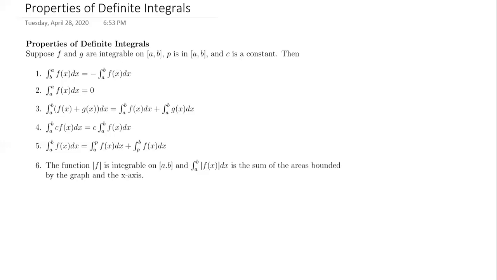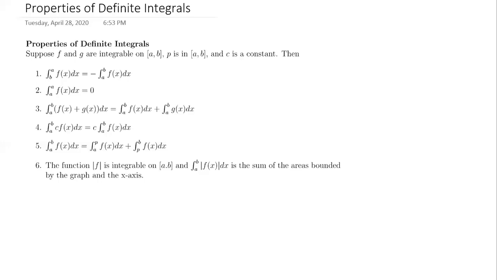Before we do that, let me give you a list of properties of definite integrals. Some we already saw, some are going to be new. They're mostly easy to remember. There's just one that's a little bit weird. Well, two of them are a little bit weird, but they make sense. Other than that, it's pretty straightforward. So these are the properties.